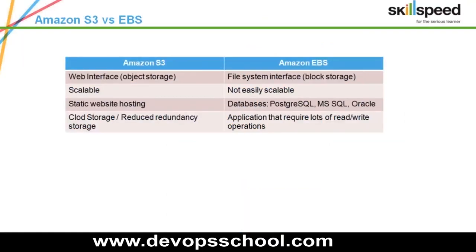And here we have a difference between Amazon S3 and EBS. EBS, I did not talk about it, but it's another way of storage, called block storage, whereas S3 is object storage. Amazon S3 is scalable. Block storage EBS is not scalable.